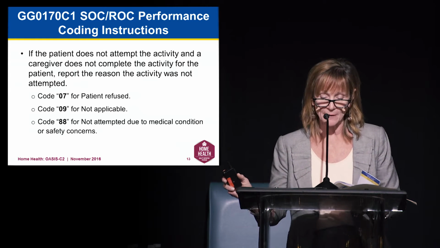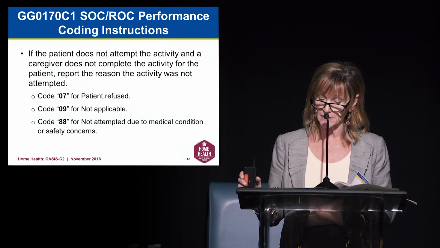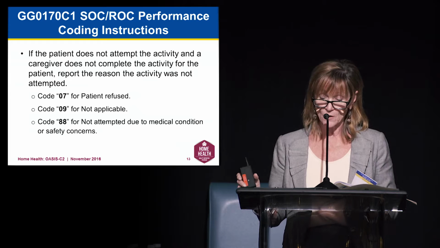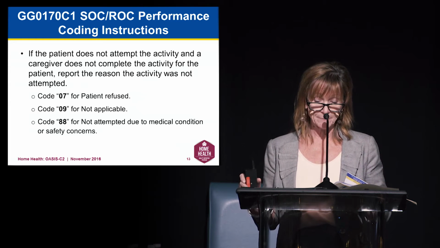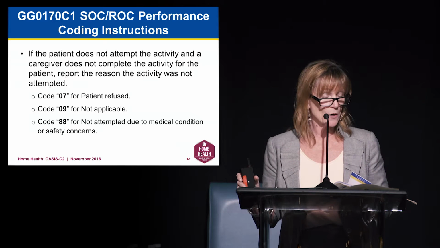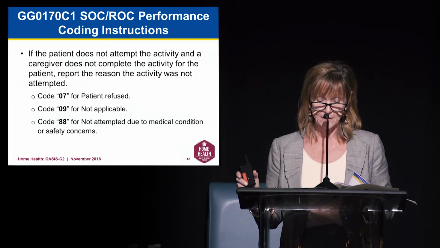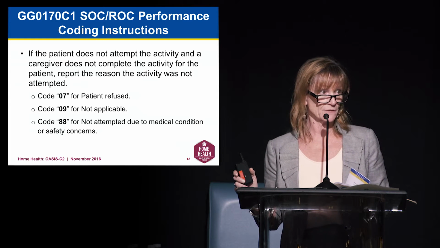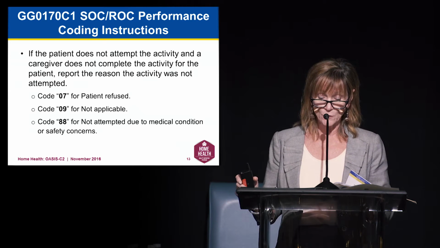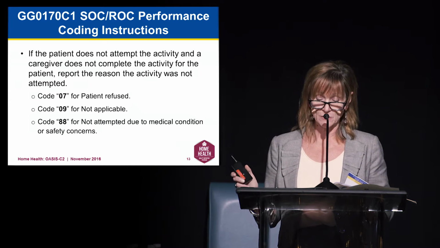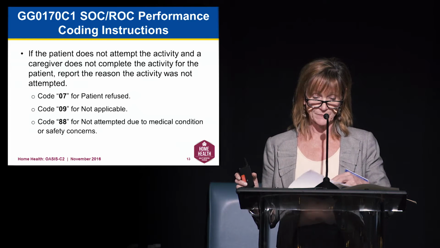And we do have options for if we do not attempt this activity for a variety of reasons, or if the caregiver that is there to help the patient did not attempt the activity. Those would be code 7, which is when a patient would refuse to do this. Code 9 would be used if it's not applicable, and again, we'll get into the details of that. And code 88 would be used if it was not attempted because of a medical condition or safety concerns.